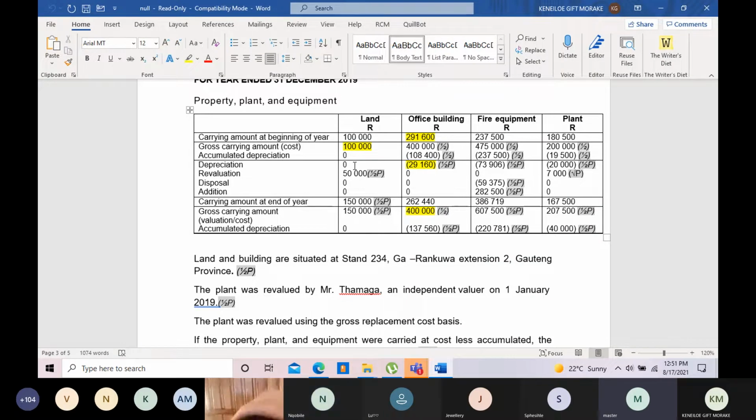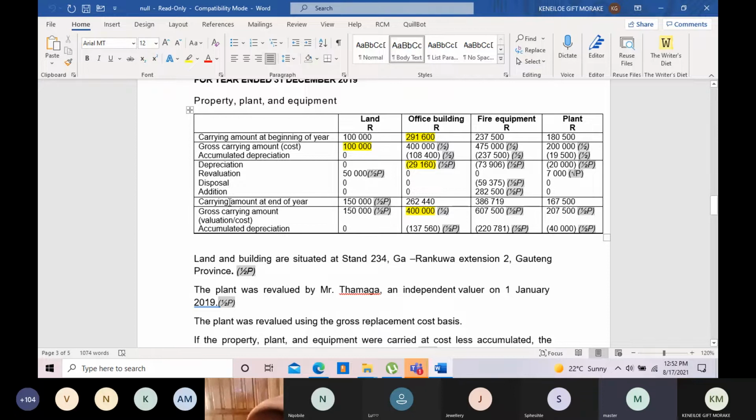And then how much is the revaluation for land? Let me tell you this. If they tell you that the land has a market value of 150,000, it means that the 150,000 must be recorded as the cost price at the end. Let me repeat that. If they tell you that the market value of the land is 150,000, that simply means that the 150,000 will appear as the cost price at the end. So I'm done with that one. And then the difference between the cost price at the beginning and the cost price at the end is going to give you the revaluation surplus. That is why you see the 50,000 in the middle there.